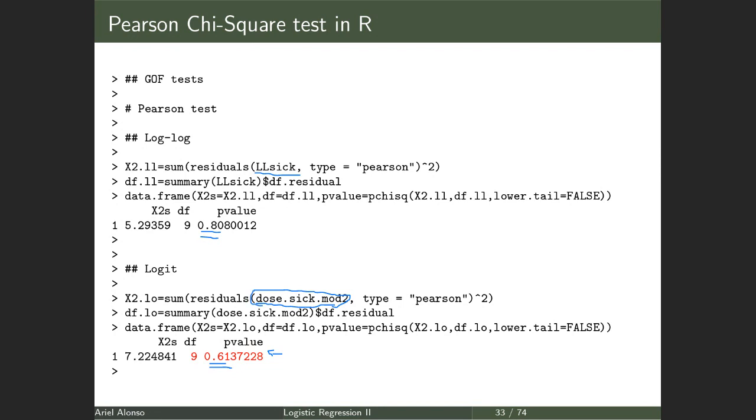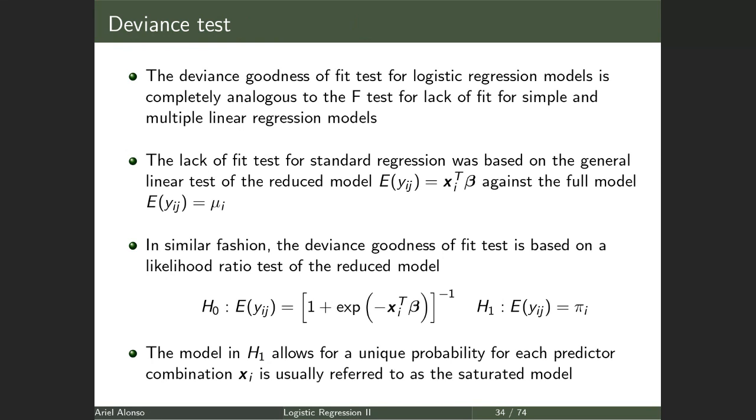Don't forget that. Now, the deviance test, that's something rather new here. The deviance test, guys, is just a goodness of fit test. That's what it is. It's completely analogous to the F-test we use in linear regression to check lack of fit. Essentially, it's a likelihood ratio test. That's a deviance test. It's a likelihood ratio test.